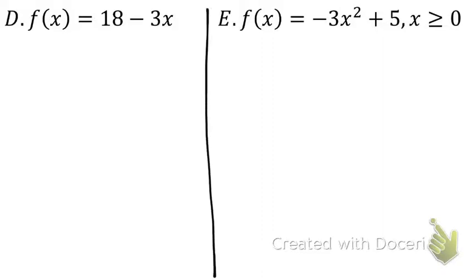And remember, this is your domain restriction. We don't use that when we find the inverse. It just has to be there anytime it's a parabola. We have to include that. But when I'm finding the inverse, we don't do anything with that restriction. So take a minute. I want you to try to do D and E, and then we'll end there for today.